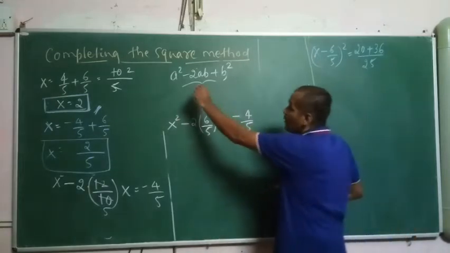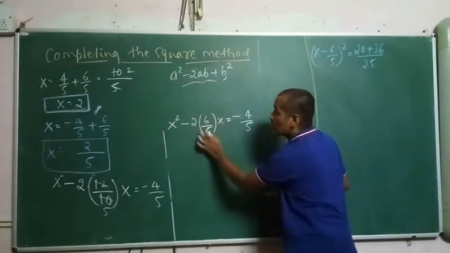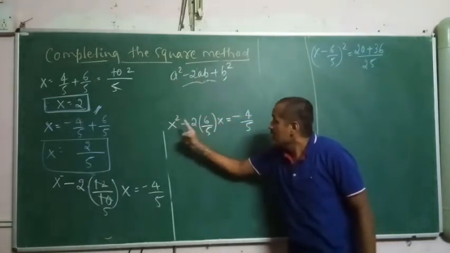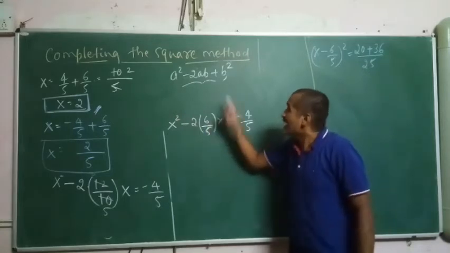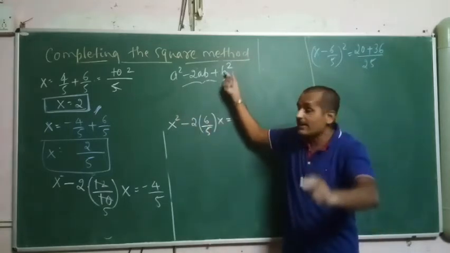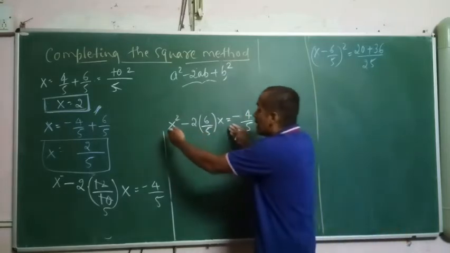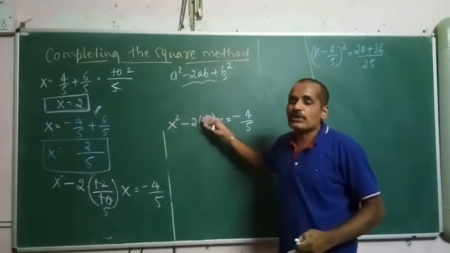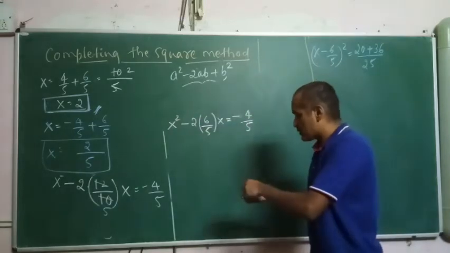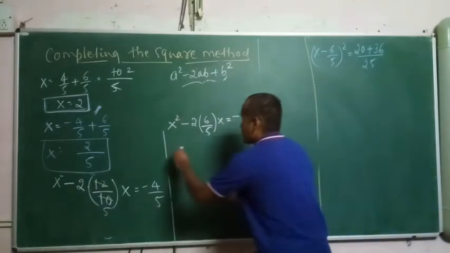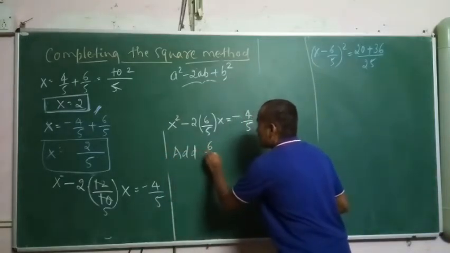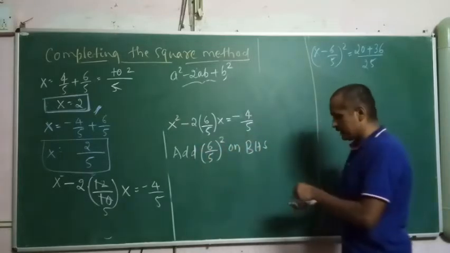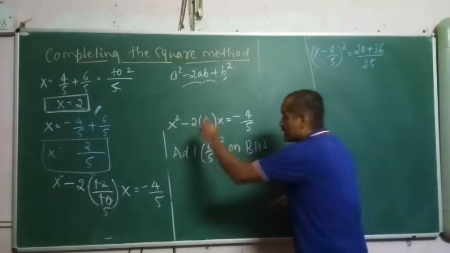My dear children, now to complete the LHS as a square, what do I want? a square minus 2ab, only this much part is here. I want a term b square to be added on both sides. Actually, I want that b square term in the LHS to complete the square. But when I add something to the LHS, I have to add it to the RHS also. So what will I do now? I will add 6 by 5 the whole square on both sides, so that the square will be completed.